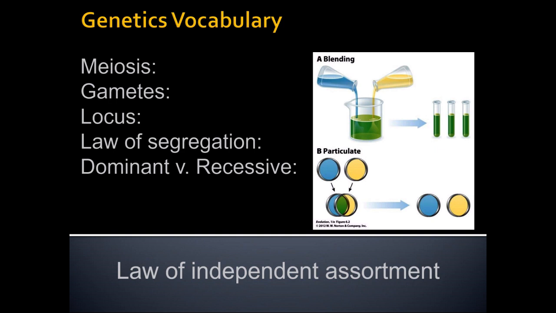So coat color. Large dogs and coat color, you can have Great Danes of all different colors, and by selecting just for large size, you're not picking necessarily for any other trait. So that's the law of segregation.